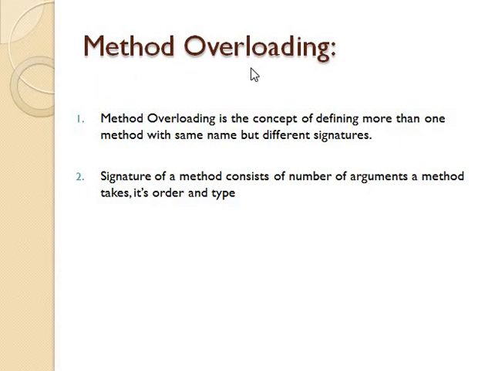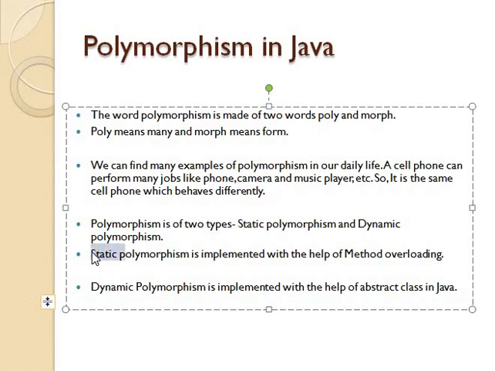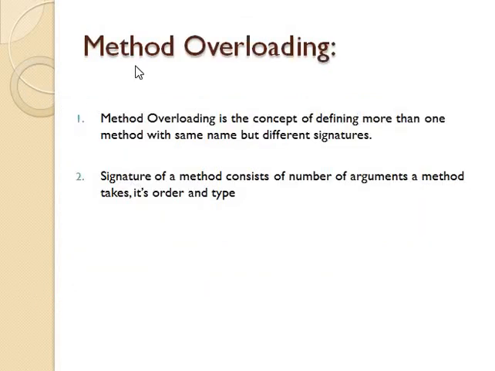Now let's come to know what is method overloading, as polymorphism is implemented with the help of method overloading. Now when I am referring to polymorphism, you should keep in mind that currently I will be discussing static polymorphism, because it is this polymorphism which is implemented with the help of method overloading. Method overloading is the concept of defining more than one method with the same name but different signatures. And the signature of a method consists of the number of arguments a method takes, its order and its type.